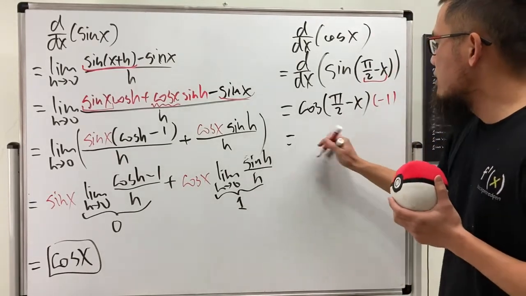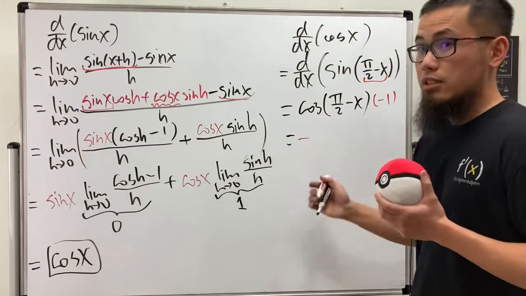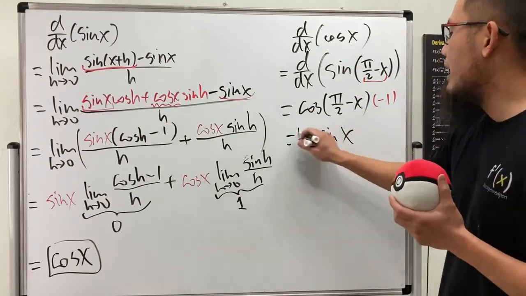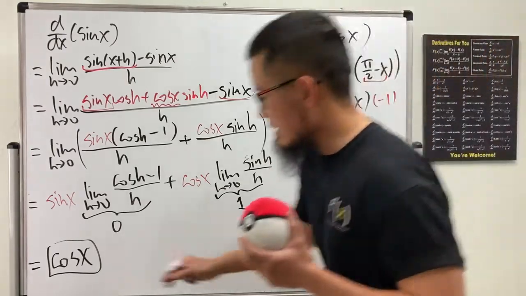So have a look right here. This is going to be negative, and then cosine of this is going to be what? Yes, you guessed it, sine of the complementary angle of this, which is just x. Aha, we have negative sine x for the answer.